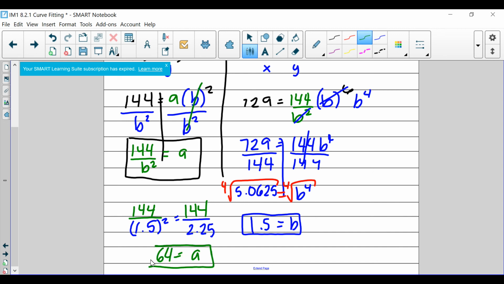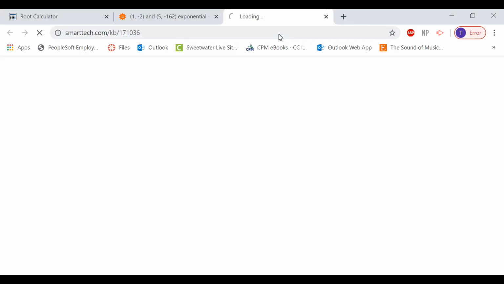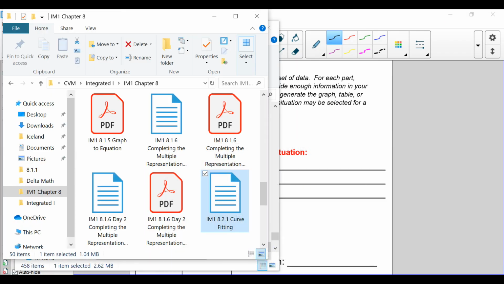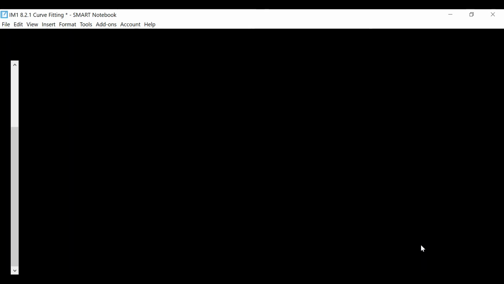And we have everything we need to write down the generalized equation, which is y is equal to, what is A? A is 64. What is B? B is 1 and 5/10. And we're raising that to the x power. And we got it. Great job, you guys. I know that was a lot of work. I know you're looking at it like, oh my gosh, that's all just to do one problem? Yes, but don't worry. You got this. This is what we have.